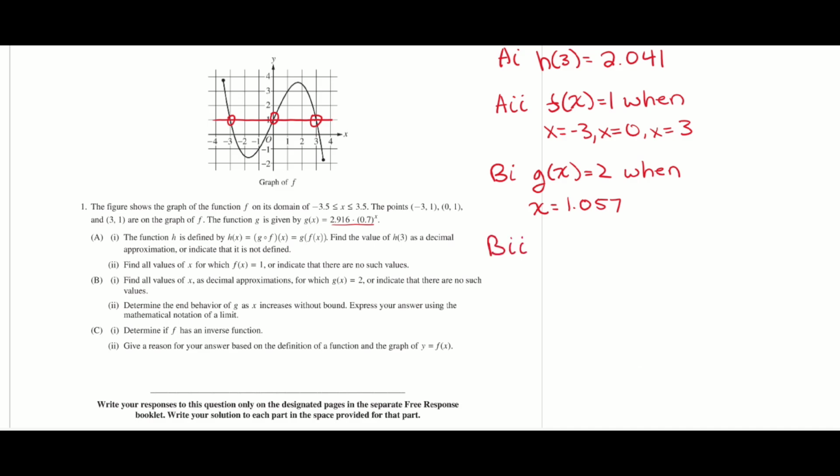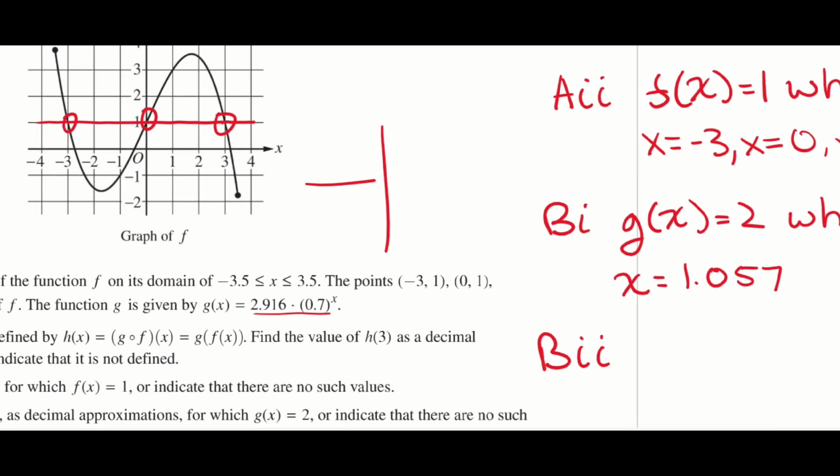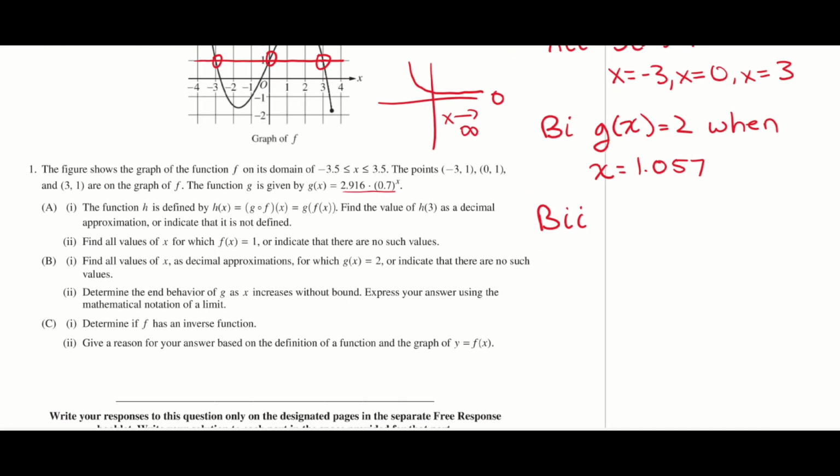Okay, B part 2. Determine the end behavior of g of x. If we look at the function g, it is an exponential function, a b to the x, and we can see that the b value is less than 1, and if the b value is less than 1, then the graph will be an exponential decay function, so it's going to look something like that. So as x goes to infinity, g of x just approaches 0. In mathematical limit notation, you would write the limit as x approaches infinity of g of x is equal to 0. That is your answer.